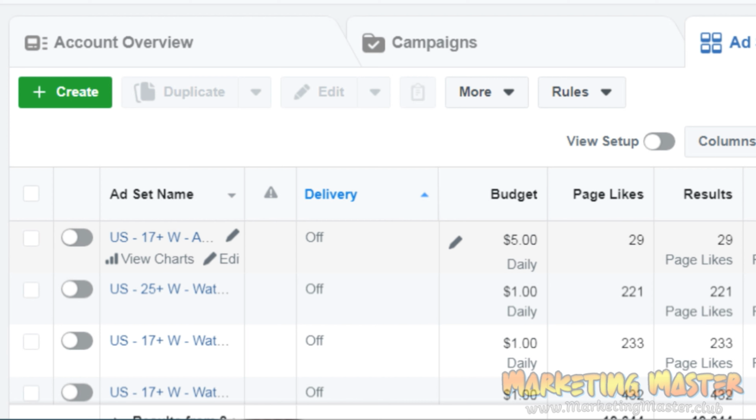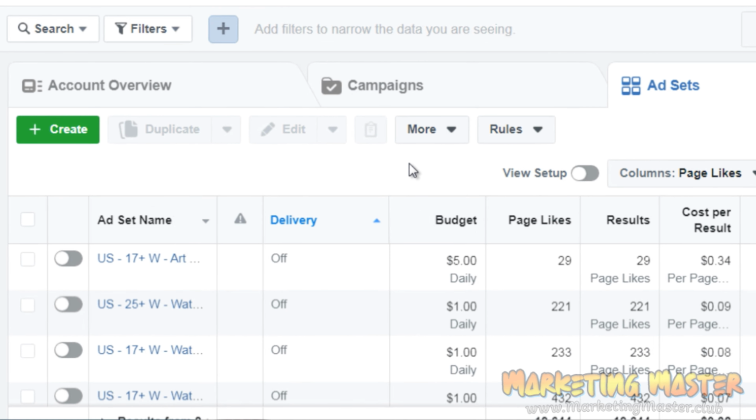Now I want to be transparent and honest and say that the majority of times you will not start out of the gate with a campaign that is getting you 1 cent or even 3 cents per like. Sometimes you do, sometimes you don't. So this is when it comes down to testing different images.